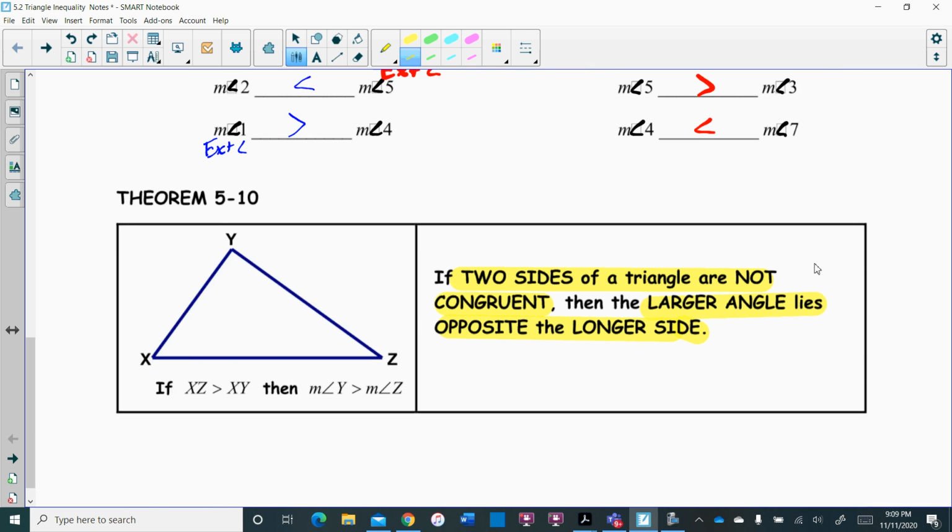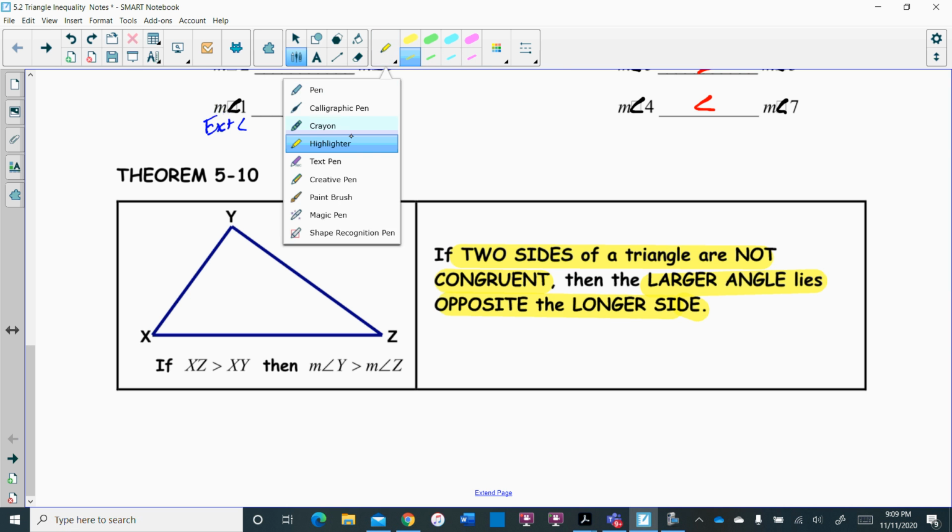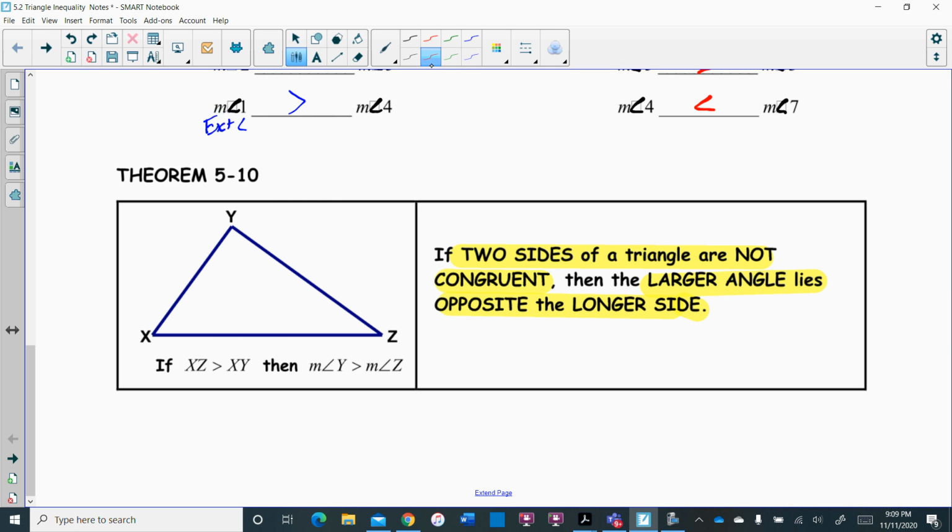All right, so on the next theorem this is where we're going to take those comparison of parts and identify the largest angle or the largest side. So if you have two sides of a triangle that are not congruent, then your largest angle will always be opposite the longer side. What I wanted you to see here is, I think you can kind of see this because it's drawn to scale, but XZ right here is the largest side, if you want to take it.